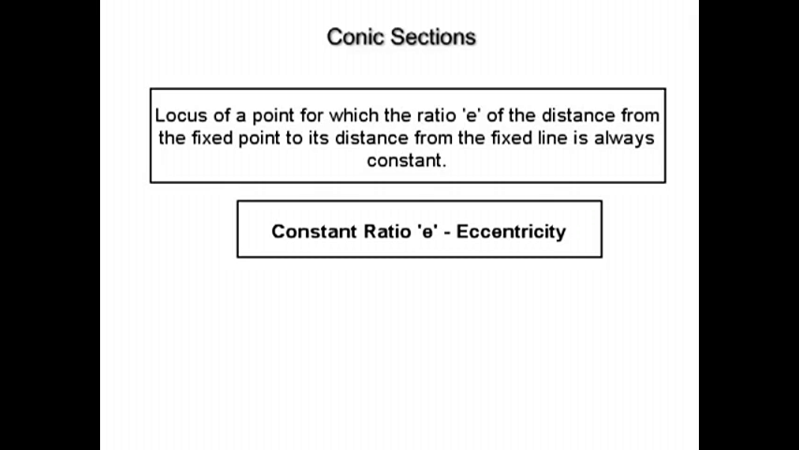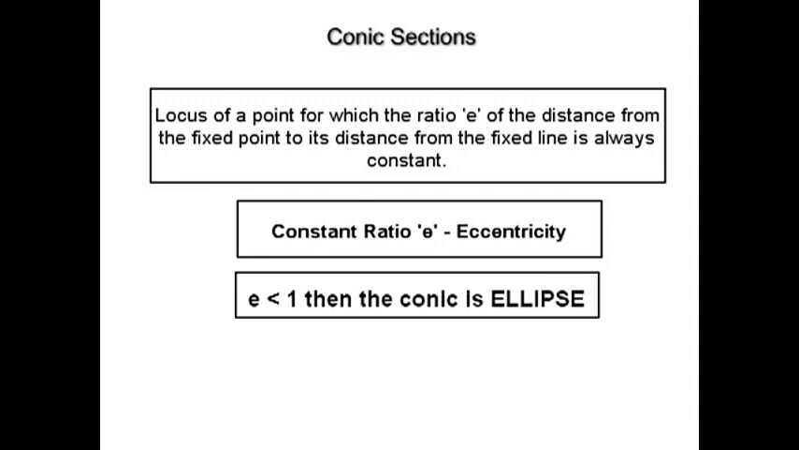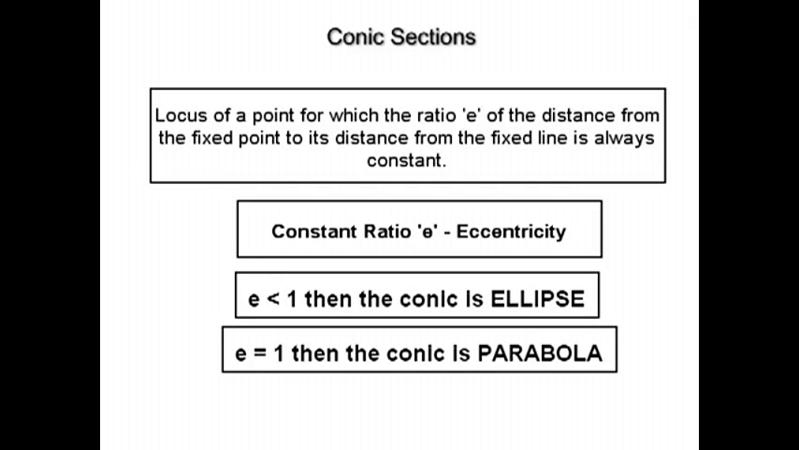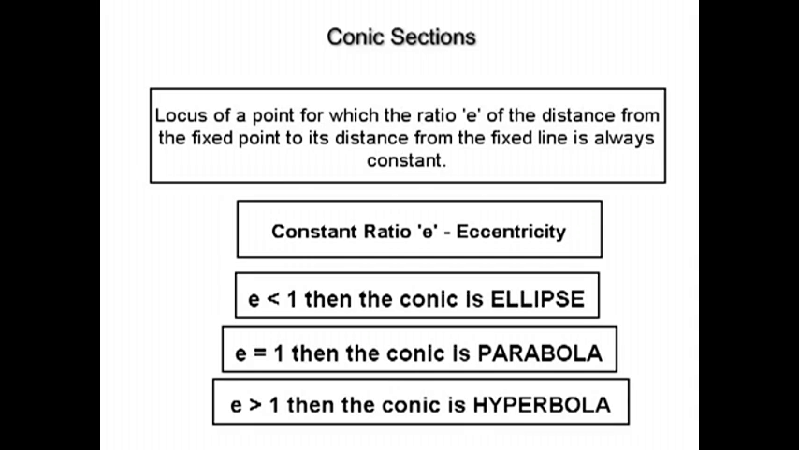As e is a ratio, it is a positive number. If e is less than 1, then the conic is an ellipse. If e is equal to 1, then the conic is a parabola, and if e is greater than 1, then the conic is a hyperbola.